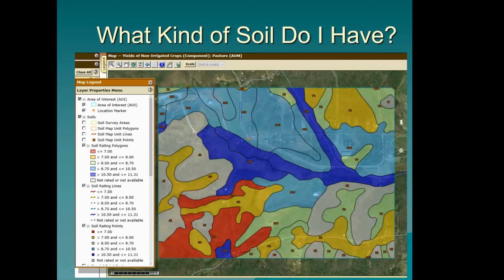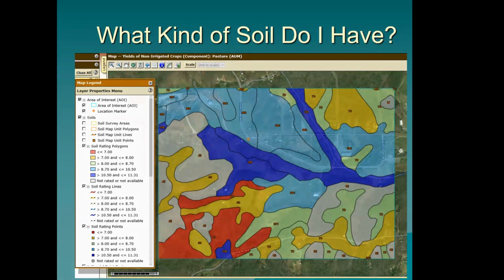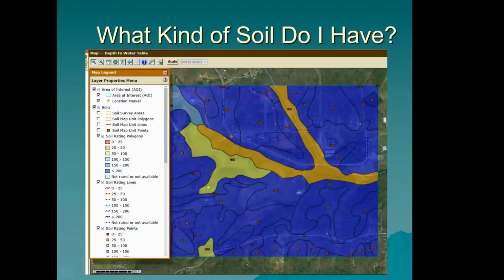So here's some maps that you can find. This is a bushels per acre of pasture in an area, and color codes to show you what's good and what's not. This is depth to the water table. So those areas of lighter color are wetter, the areas blue are drier.